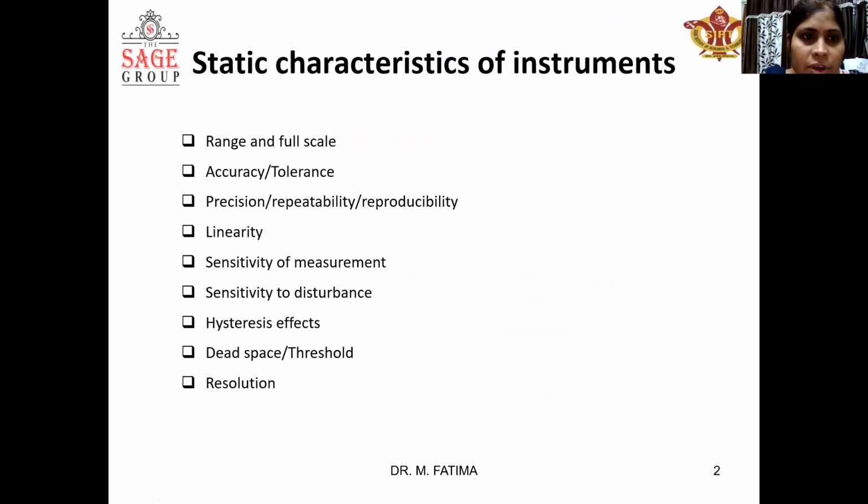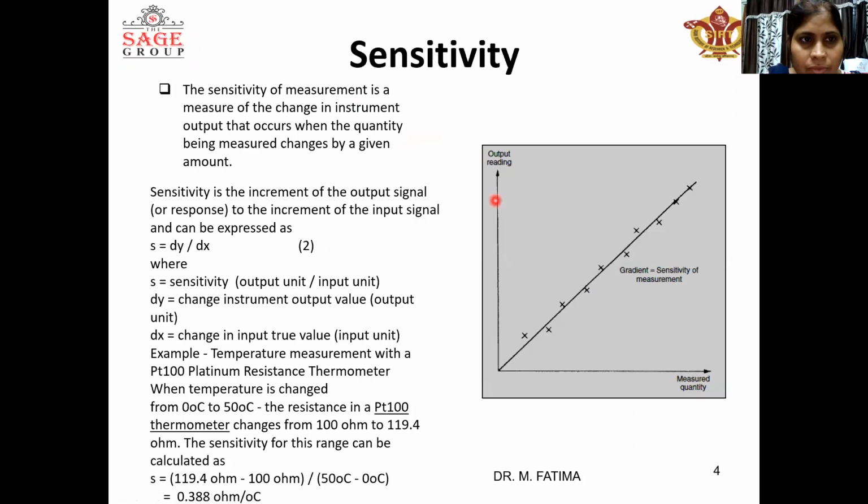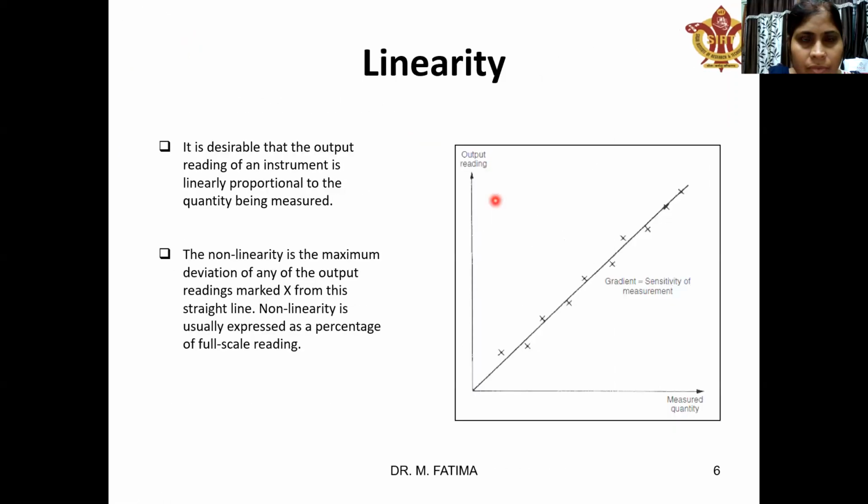We have already seen range, accuracy, precision, sensitivity. Today I'm taking linearity. Actually, linearity means the output reading follows the input reading. That is, output is proportional to input.